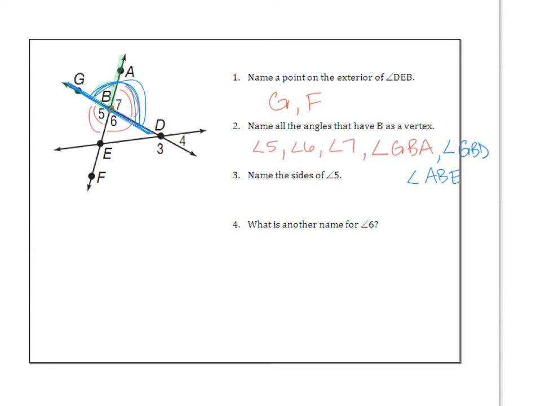And it goes on and on. There's a few more as well. Number 3, name the sides of angle 5. So angle 5 is right here, this angle over here.